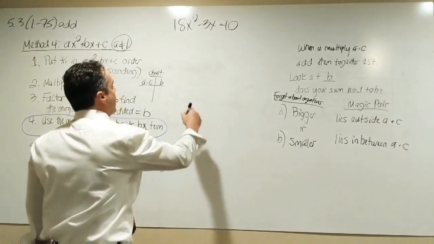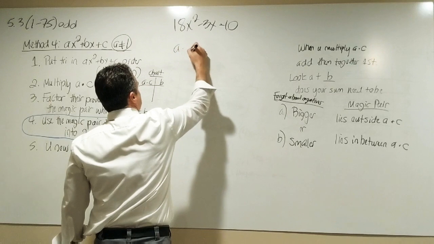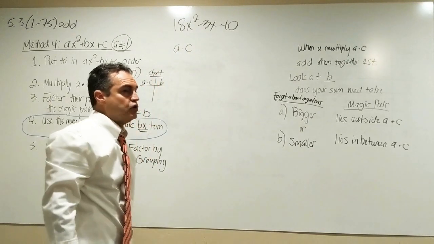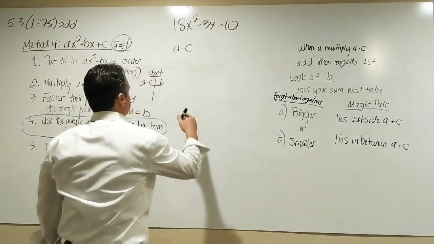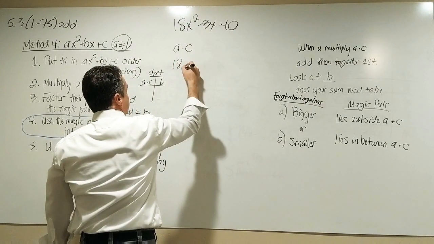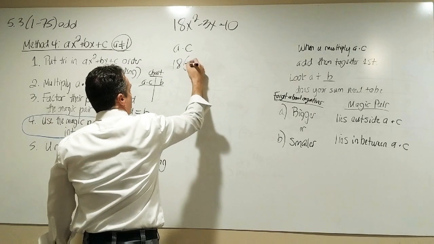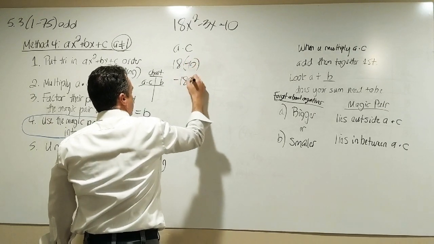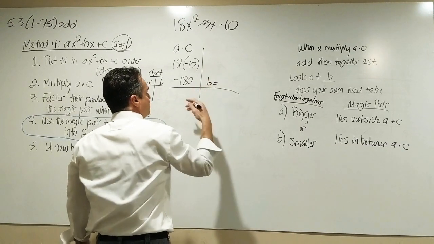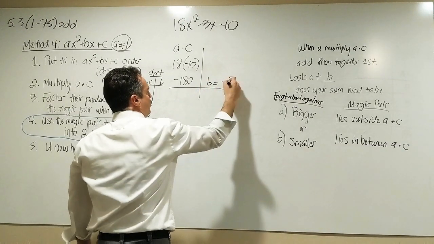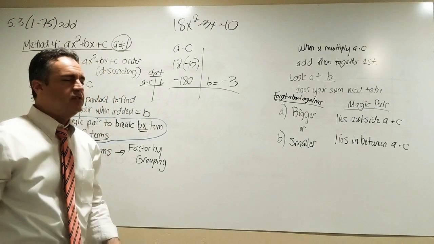And so you're going to go ahead and you're going to multiply A times C. Now, Jordan, I need your help here. Remember, A, B, and C. So what's A, Jordan? 18. And what's C? Negative 10. Good. Which when multiplied together make negative 180. And if you make a chart, just like you do here, what's B equal? Negative 3. Beautiful. Okay, so we got this down.